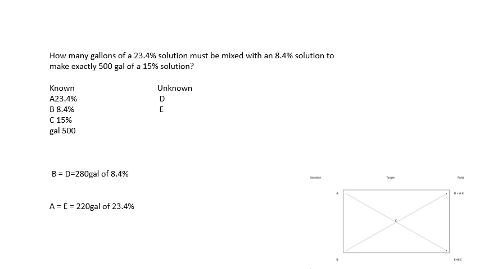And again, B is equal to D, and A is equal to E. So you need 280 gallons of the 8.4% solution, and you need 220 gallons of the 23.4% solution. And if you have done your math correctly, and you add those two together, you get 500 gallons total of a 15% solution. So that was just a couple of questions on mixing different solutions of different percentages to make a new solution of a desired percentage using the Parsons square.